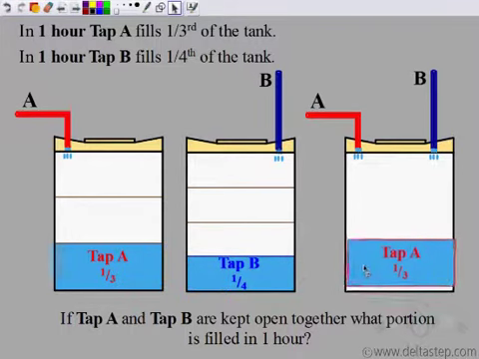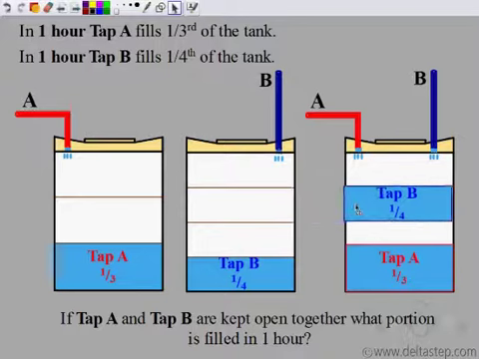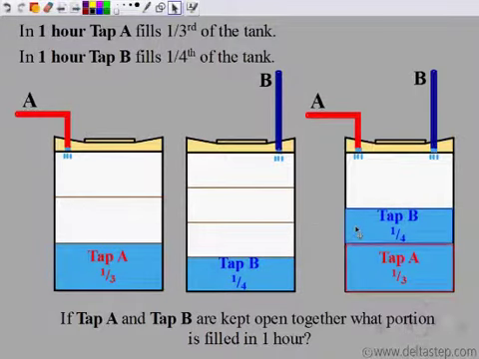So tap A will fill 1/3 in an hour. Further, we know tap B is also open, so tap B will also fill 1/4. Now tap B is filling, so it will fill more, so we can add these two. So what is essentially happening here is that in 1 hour, both of them are working together, so it is 1/3 plus 1/4.